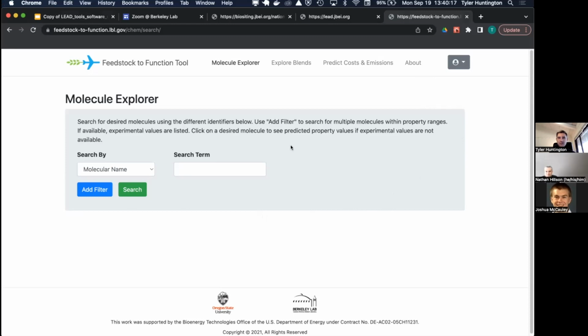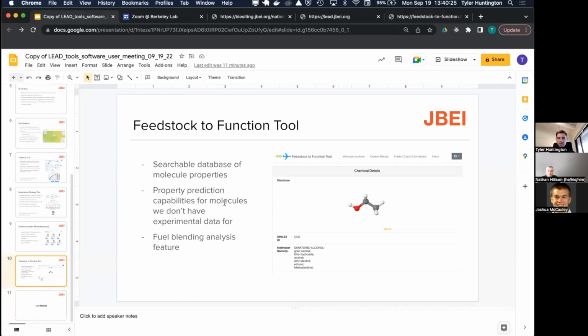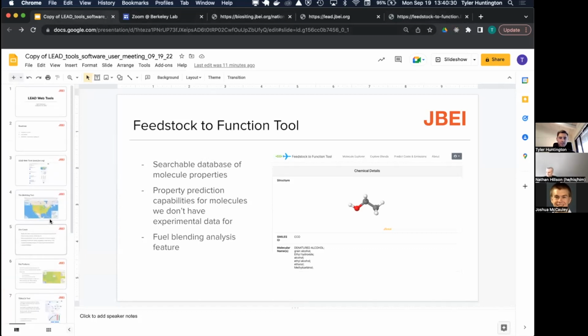So that is a wrap on the Feedstocks to Functions tool, and I believe that covers all the tools on our site. So at this point, I'm happy to take any questions or comments for folks on the call.